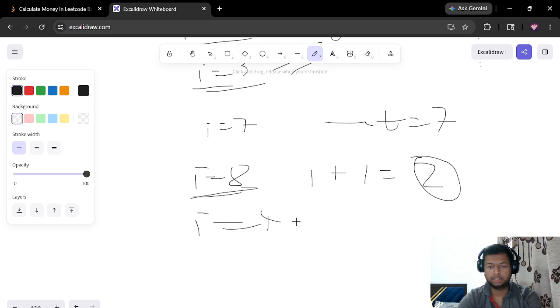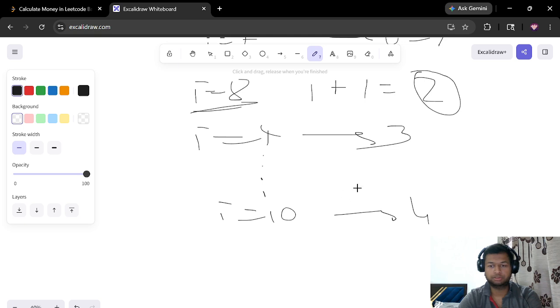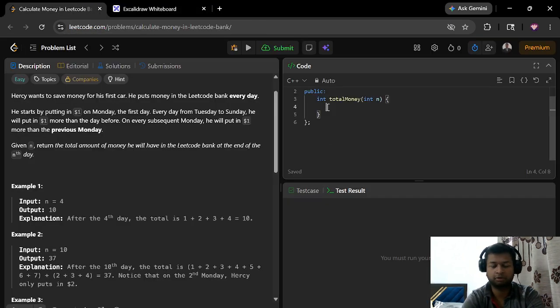So on the 8th day, like it is second Monday, so Hercy will put $2. Now I equals to 9, it will be 3, and will continue, and I equals to 10, it will be 4. So our iterations are done. So this was the algorithm and the main concept, which is I minus 1 divided by 7. Now let's do the code.